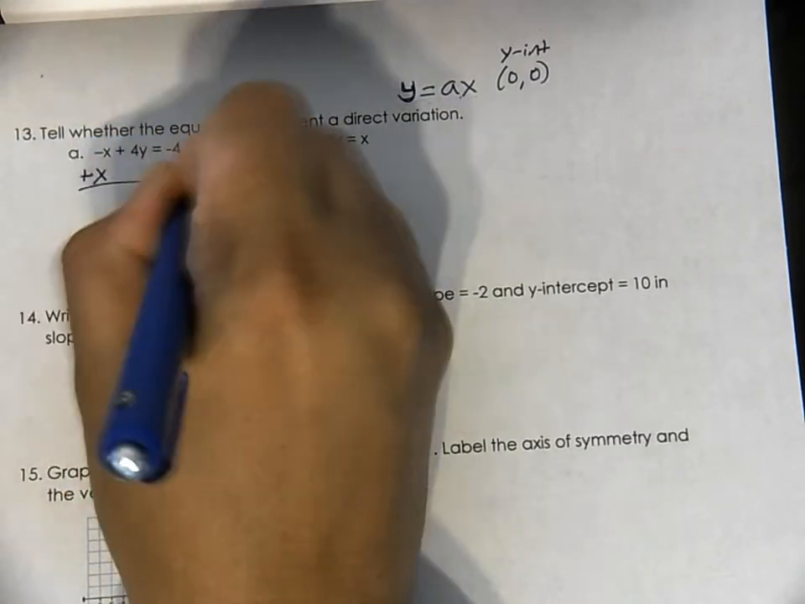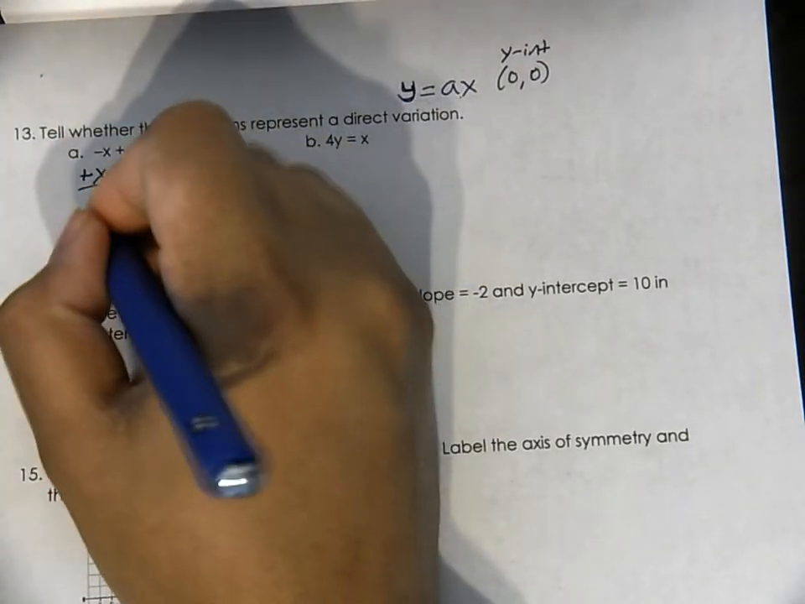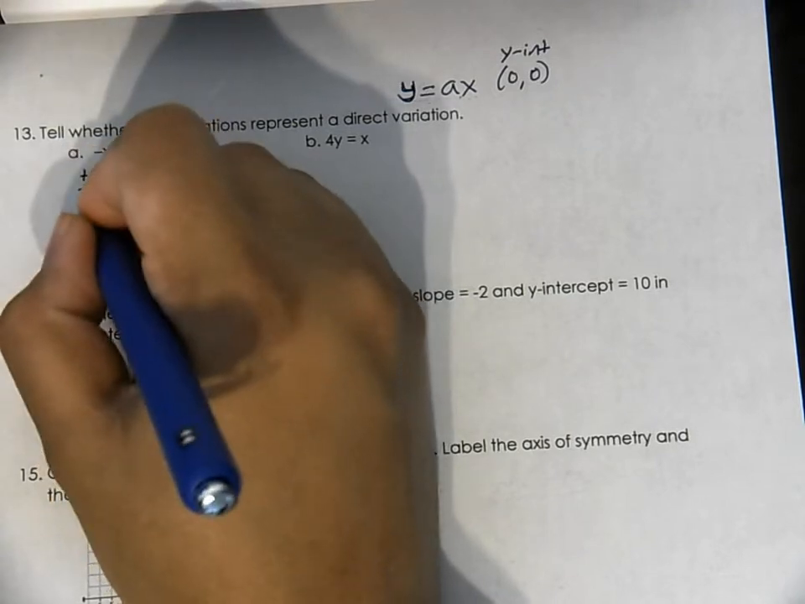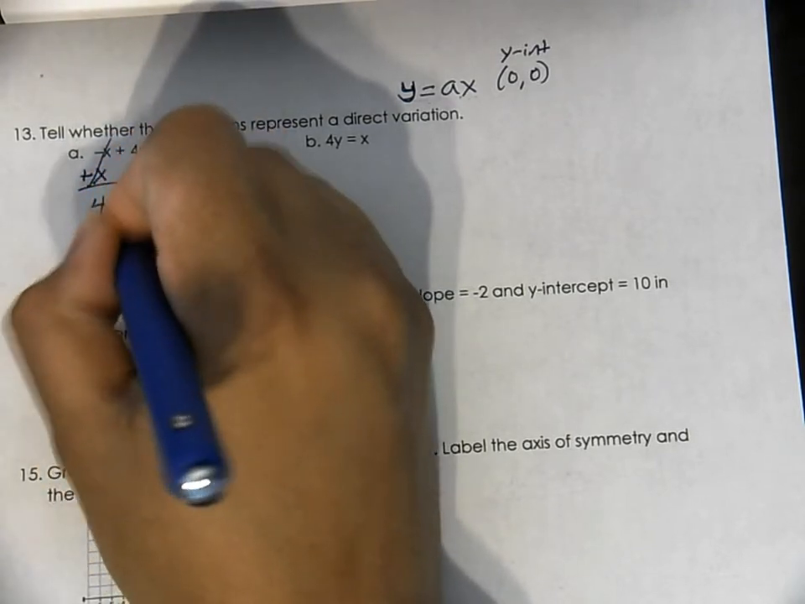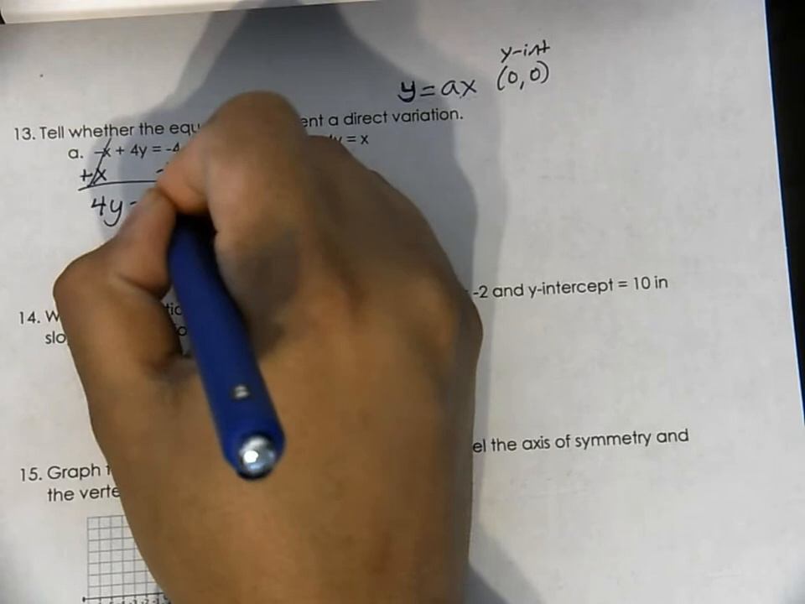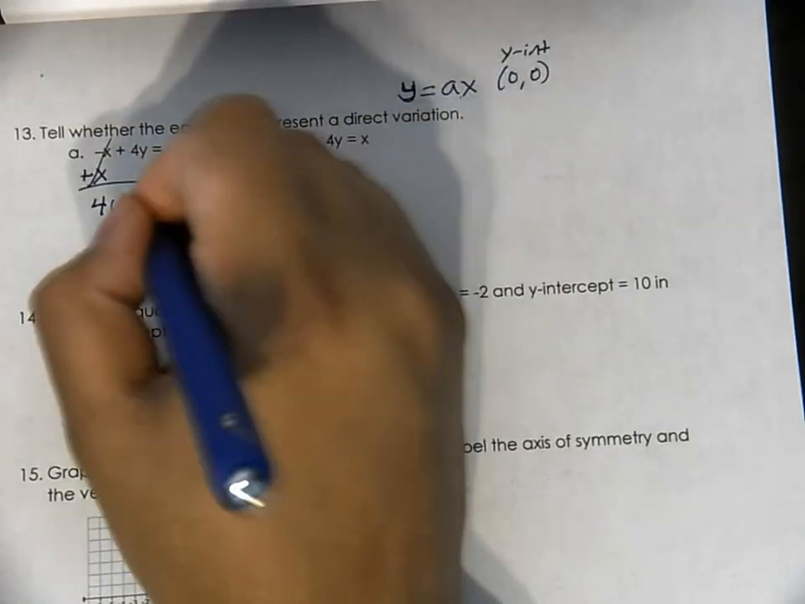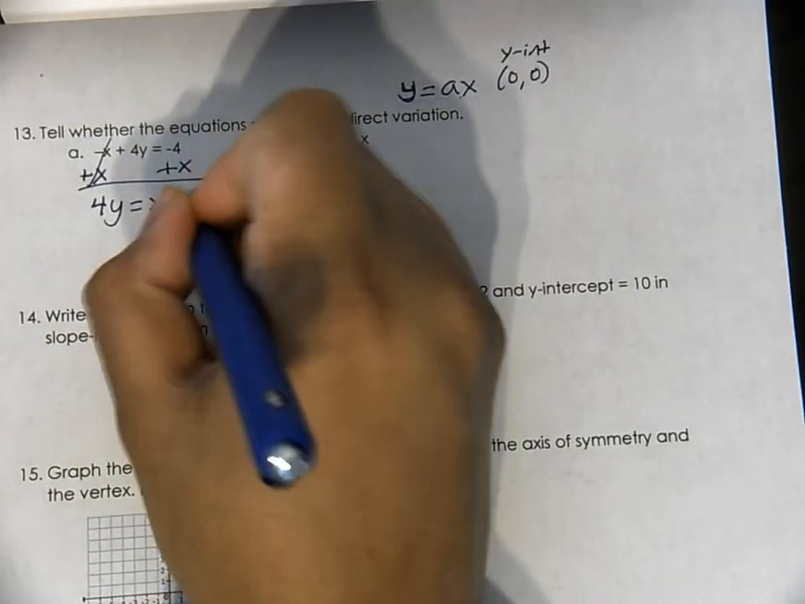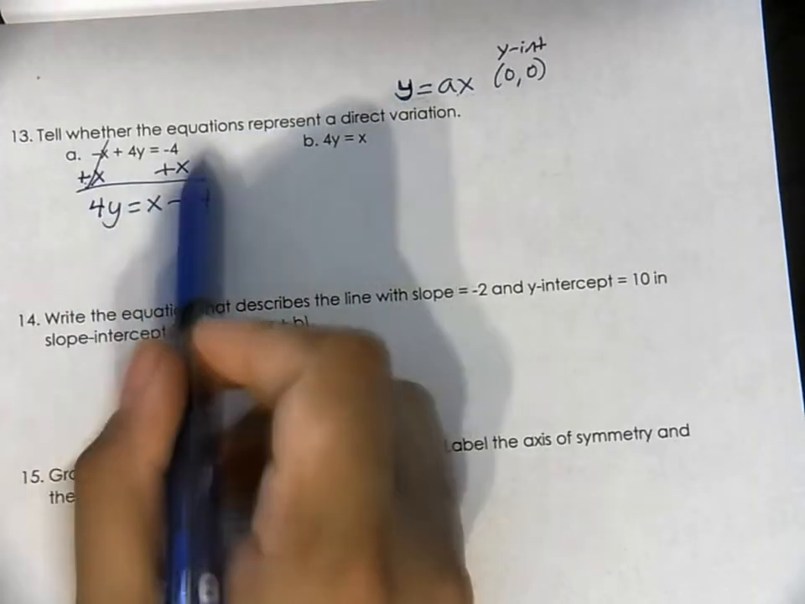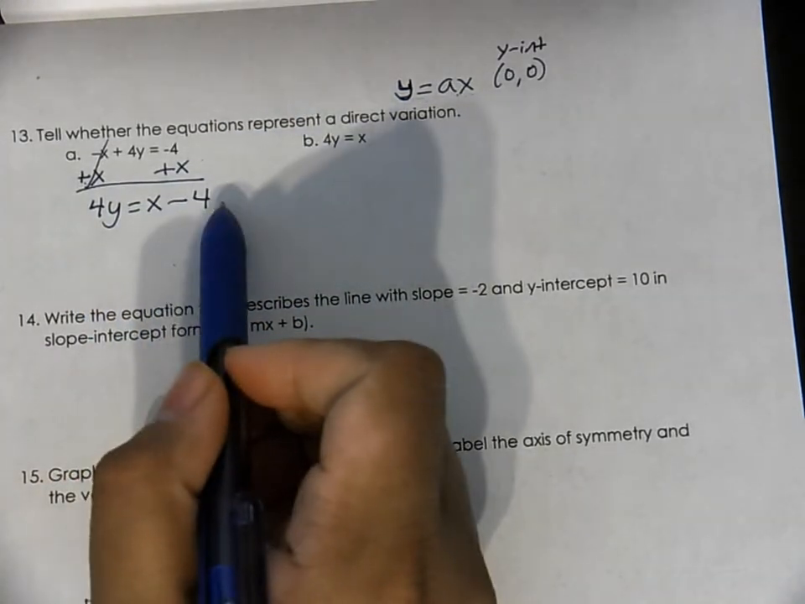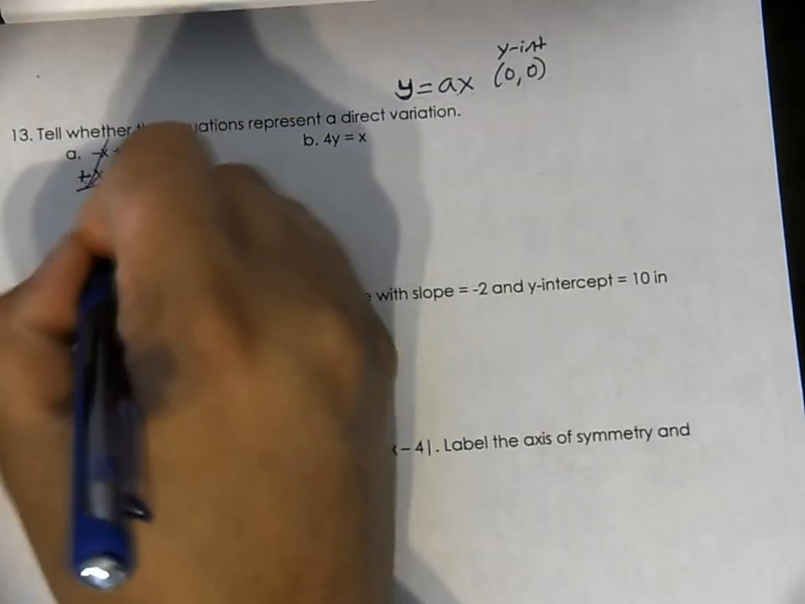Just like we did 2 problems ago when we were putting it into slope-intercept form, that's exactly what we're doing here. So we're just going to see, is it slope-intercept form, like y equals mx plus b? Is there a b or not? So first thing I have here is I added the x, so I got 4y equals x minus 4. Then I want to divide everything by 4.